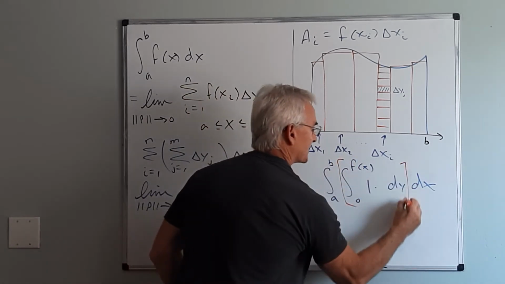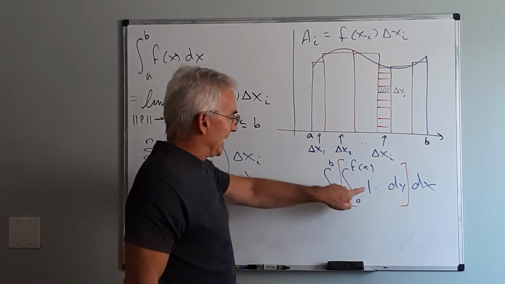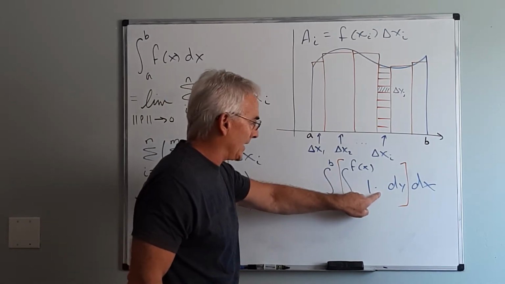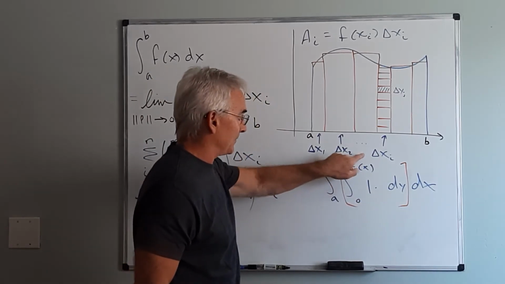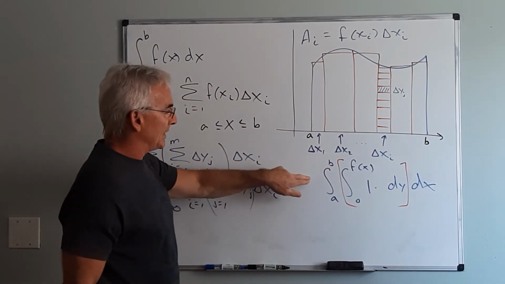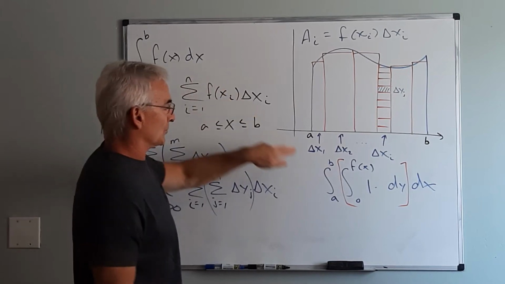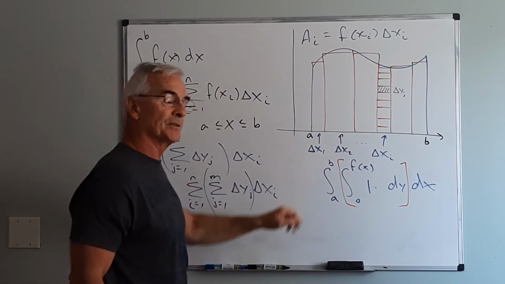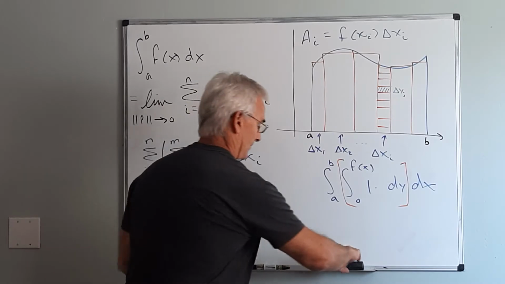Because if I evaluate this, the antiderivative of this would be y from 0 to f of x, which would then be this quantity. So we've figured out a way to take our single integral and write it as a double integral. This will allow us to segue into 3 dimensions.